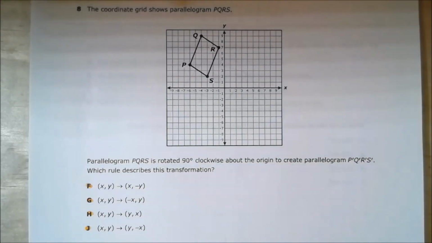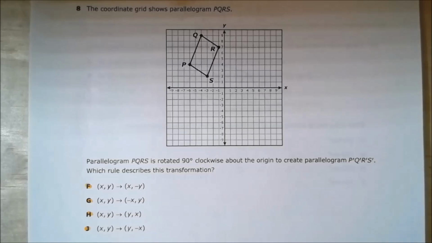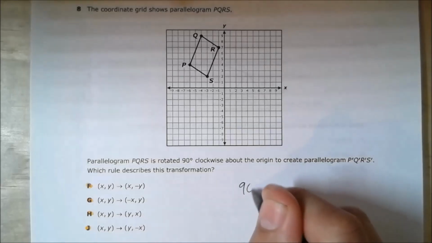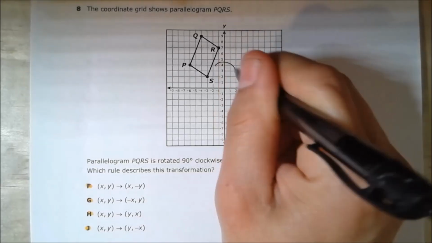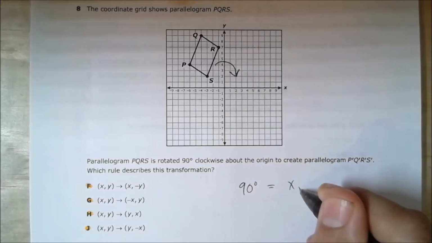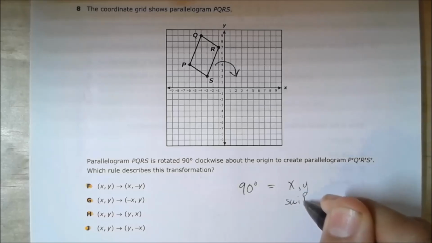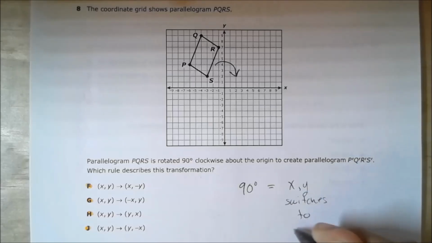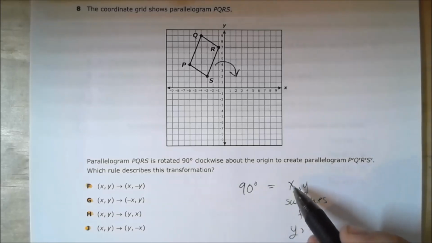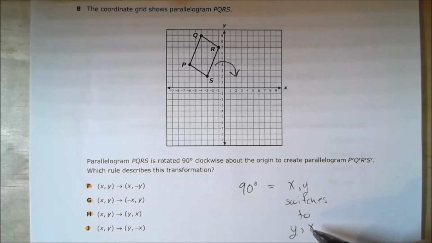And so what I would tell you to remember is there are a couple things that stand out for rotations. First of all, when we're looking at a rotation, for every 90 degrees that we rotate, X and Y switches to Y and X. So every 90 degrees, X and Y, they switch. You turn it 90 degrees, X and Y becomes Y and X. You turn it another 90 degrees, and Y and X becomes X and Y, and so on and so on.